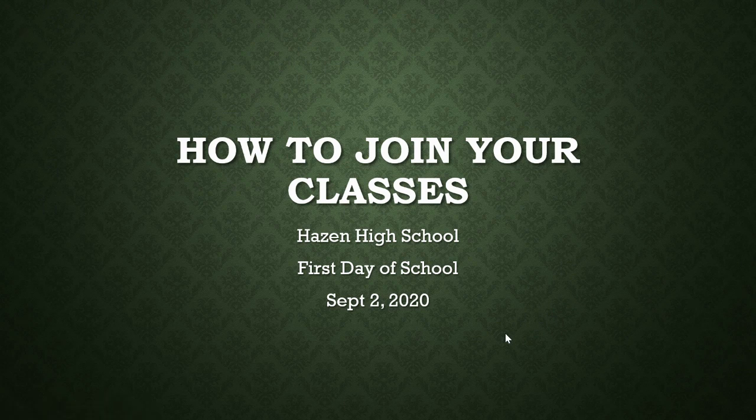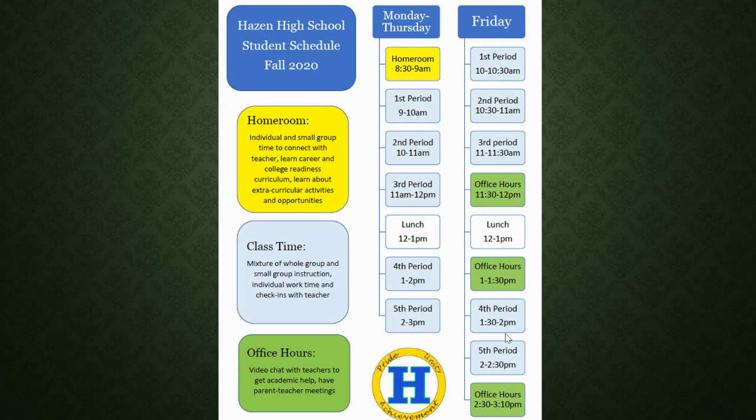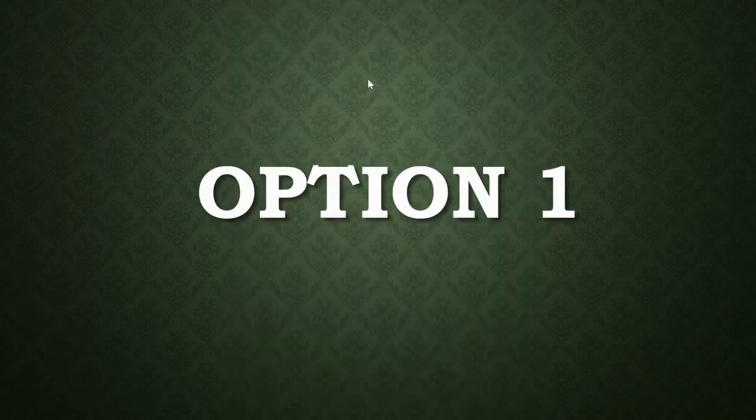So this is the schedule, which you should have seen before, for the fall of 2020. Monday through Thursday will work like this, and Fridays have a late start, and so periods begin at 10 a.m. The first day of school is on a Wednesday, and so we'll be following this schedule here. And therefore, your first class you will attend is homeroom at 8:30 a.m. This video will walk you through the two different options there are for joining that homeroom class.